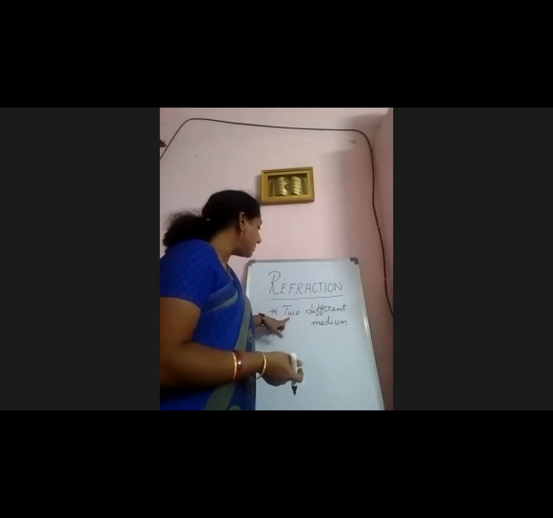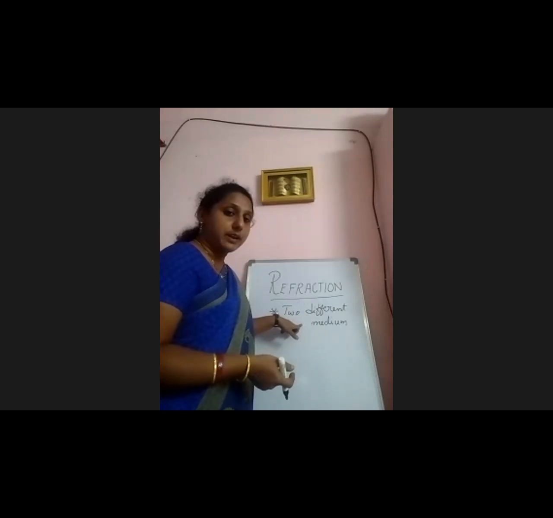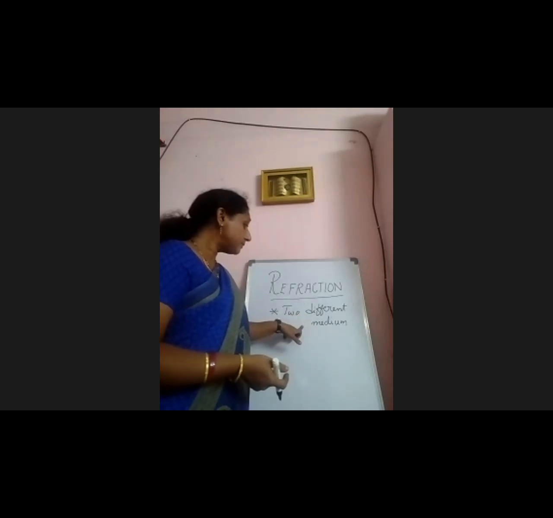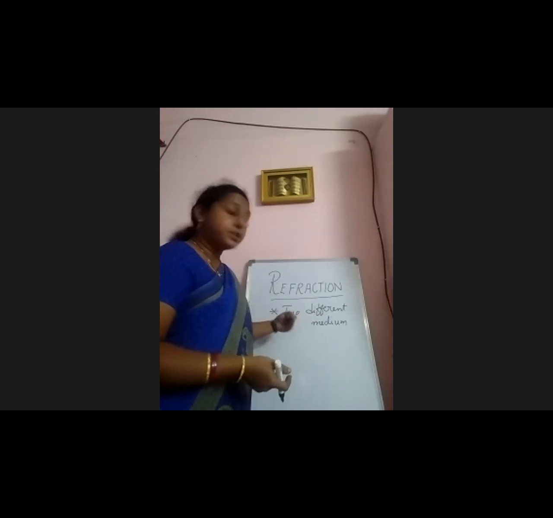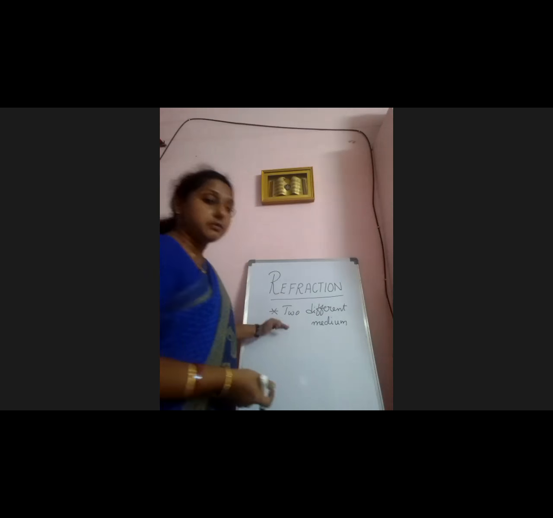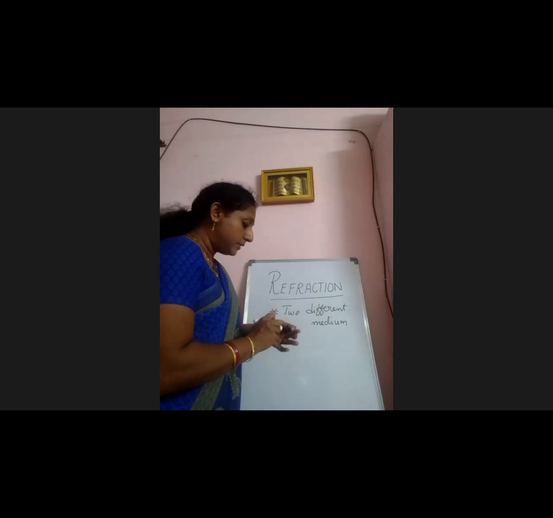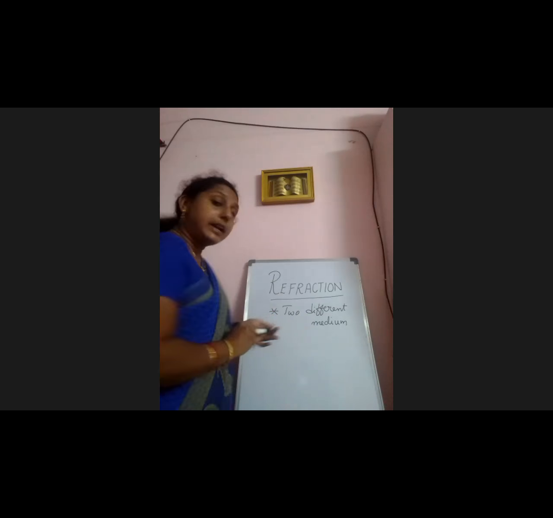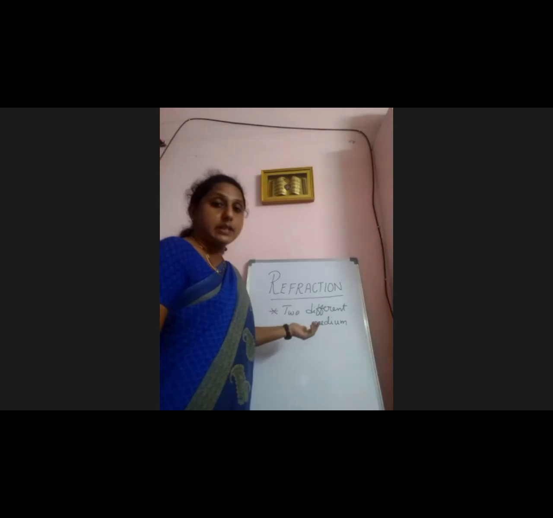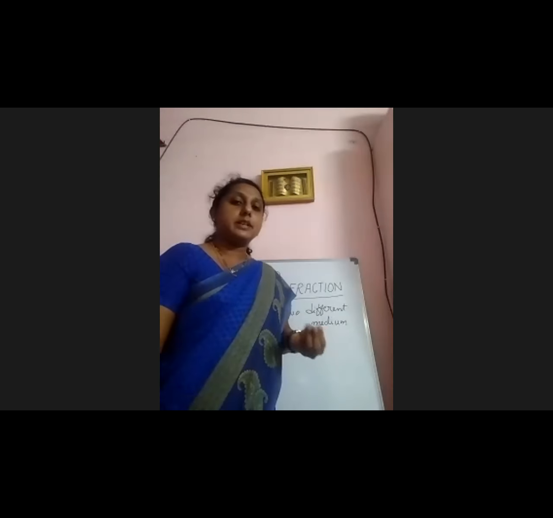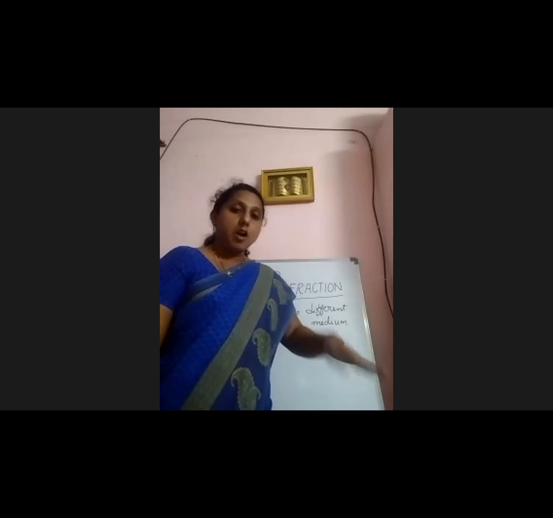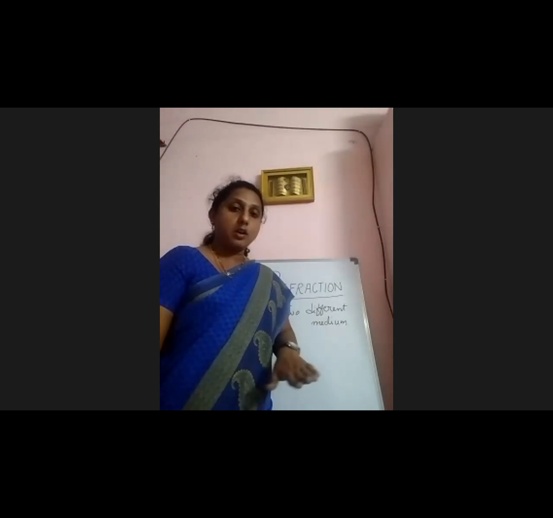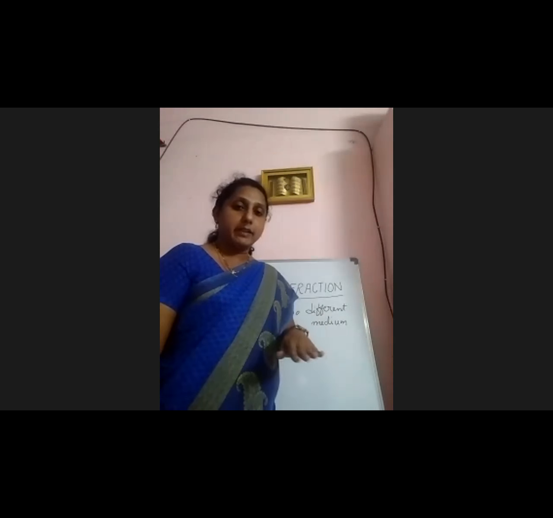So light should enter these two different medium, and then it should strike the thing. Okay. And when it enters the medium, what happens? Suppose a small example, children. Suppose we are walking on the road. We are able to walk on the road with a certain speed.